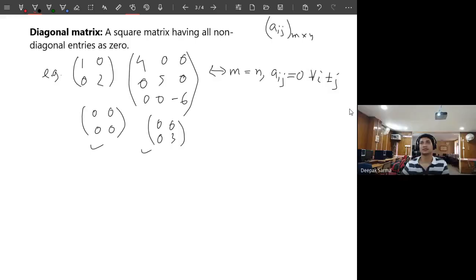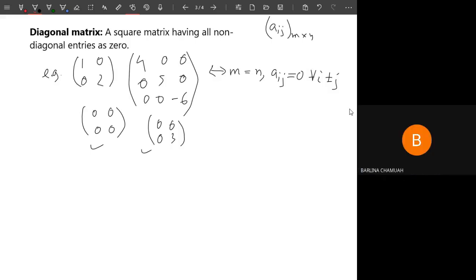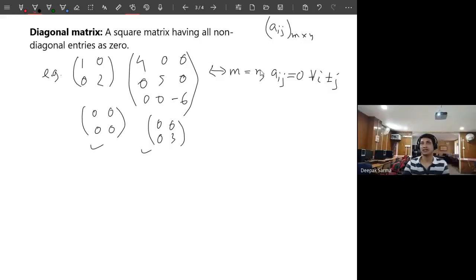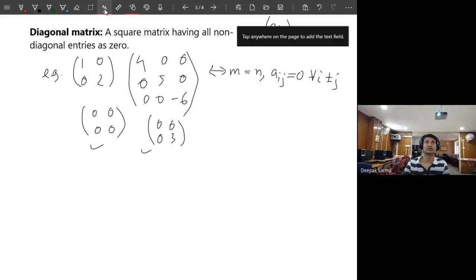All of you understood? By definition, it should be a square matrix. So in symbols, we mean m is equal to n. And non-diagonal entry means i not equal to j. That is the concept of non-diagonal entry. Got it? So this is the definition. If you have any confusion, you can ask.